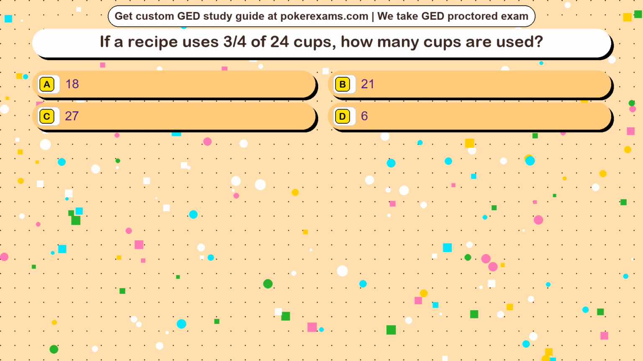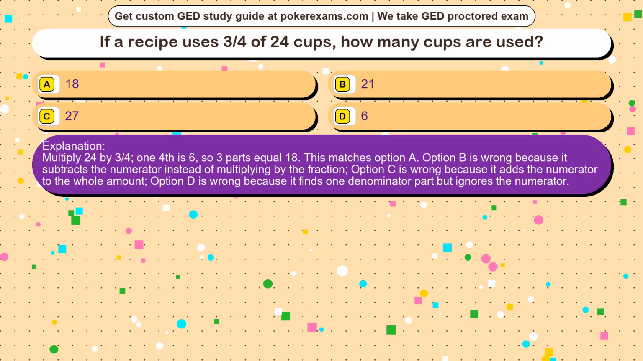The correct answer is option A. Multiply 24 by 3/4. 1/4 is 6, so 3 parts equal 18. This matches option A. Option B is wrong because it subtracts the numerator instead of multiplying by the fraction. Option C is wrong because it adds the numerator to the whole amount. Option D is wrong because it finds one denominator part but ignores the numerator.